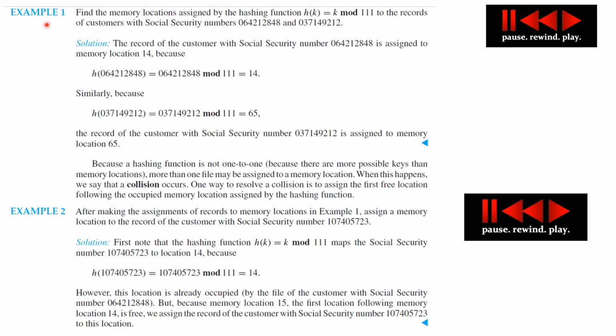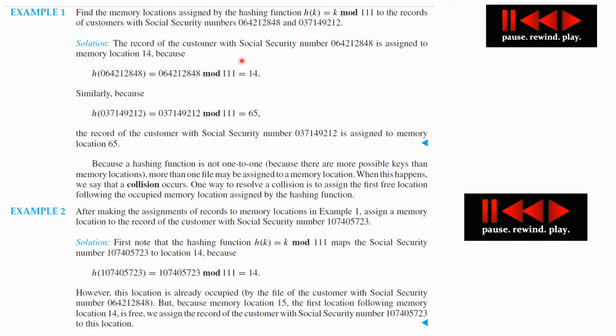So here's a problem that we'll do, and instead of having delays here, I'm just giving you the problem, but you should really pause here. So the first problem is find the memory location assigned by the hashing function h(k) = k mod 111 to the records of two customers, one with Social Security number, this first number, and the other one with Social Security number, the second number. You know what to do, and let's see how you did.